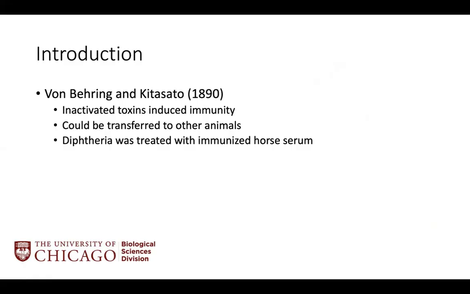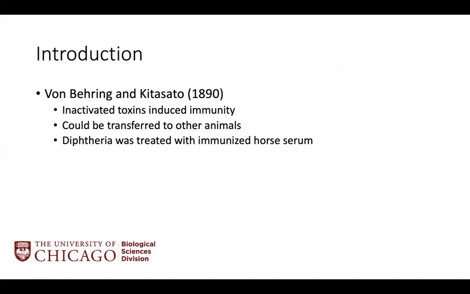I added this because this is on the exam from time to time, but they were first identified by von Behring and Kitasato in 1890. They were recognized to inactivate toxins and induce immunity. It was also noted they could be transferred to other animals, although this was largely known before, or at least the concept of it, but structurally they were not identified before.